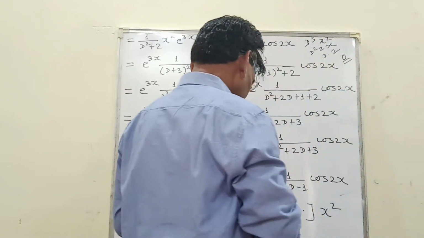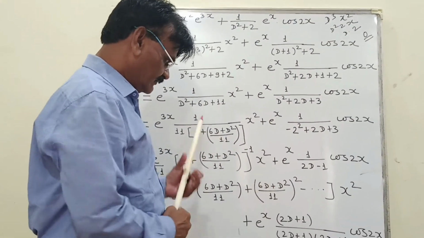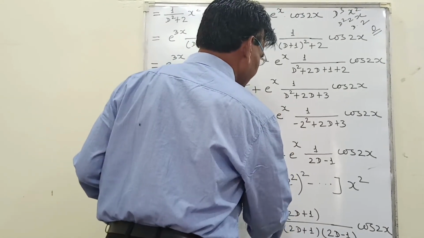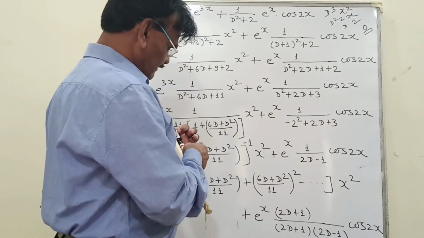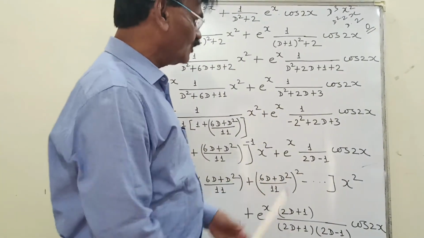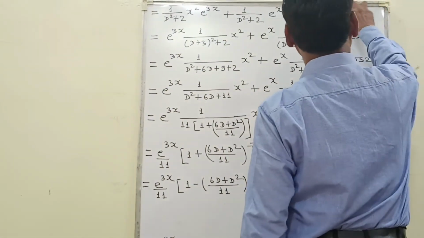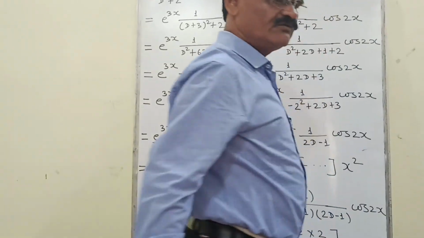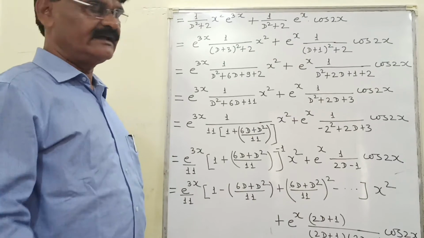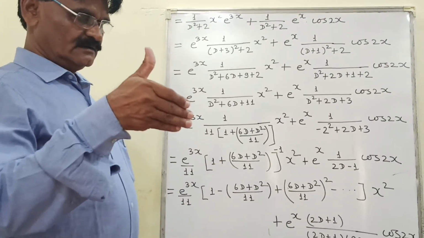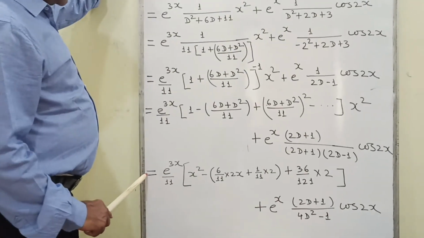So that's why the remaining terms are not necessary; only the square of this term is necessary: 36/121 D². D³ and D⁴ are not necessary, because when we operate D³ on x² it becomes 0, and when we operate D⁴ on x², it is also 0.